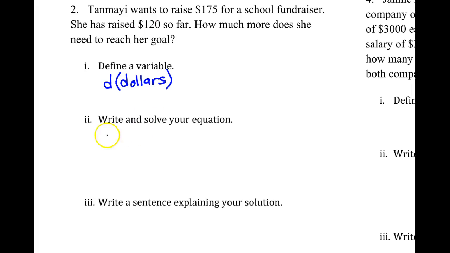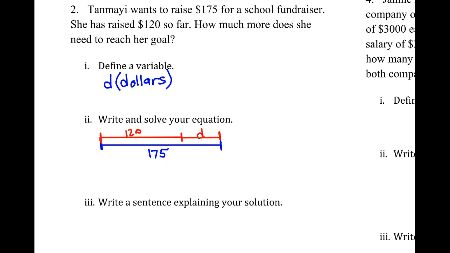I'm going to use my little chart here. I know we started raising money here, and this is where we ended up. We ended up with what we want to get, 175 total. And we got so far 120. From here to here would be 120. And we need to know how much to get from here to the end, right? That's what our variable is, D.